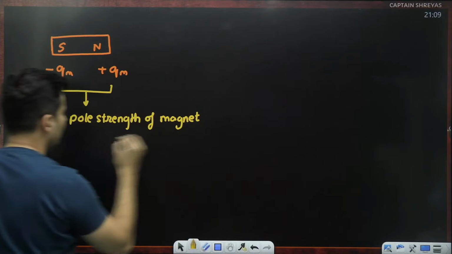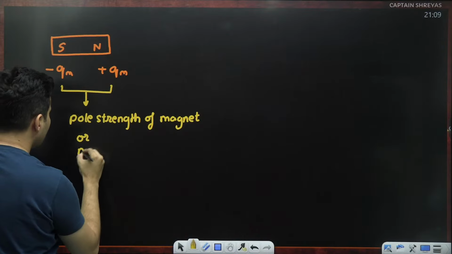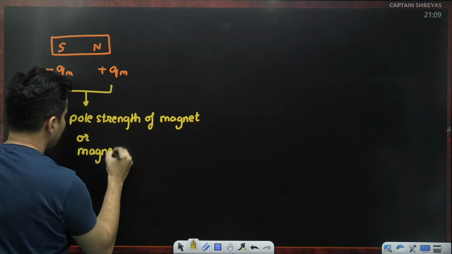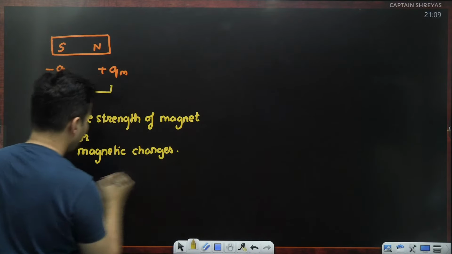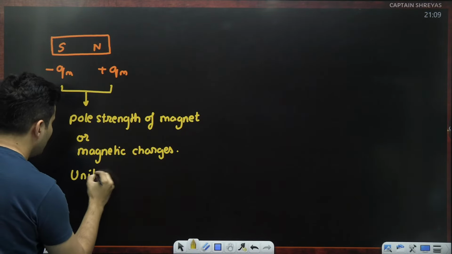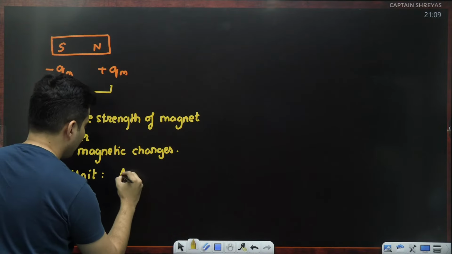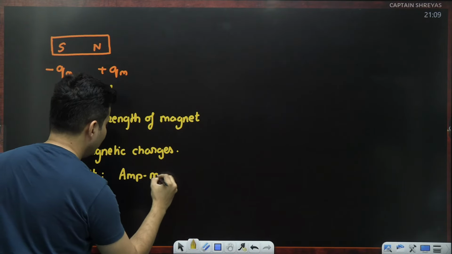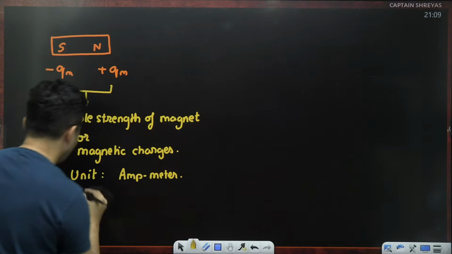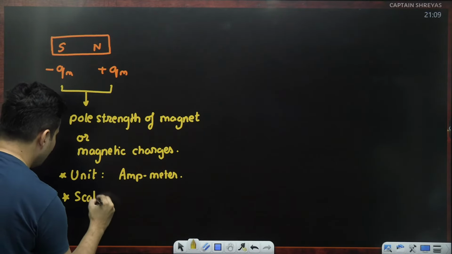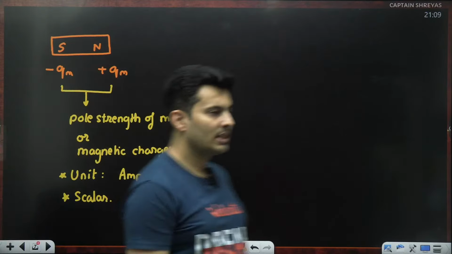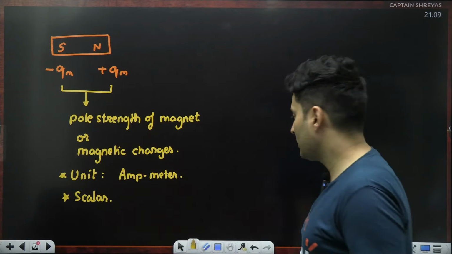So the pole strength of a magnet, or basically magnetic charges, they do not have the unit of coulomb, rather they have the unit of ampere meter, and remember they are just pure scalar quantities. They are not even vectors. They are just scalar quantities.